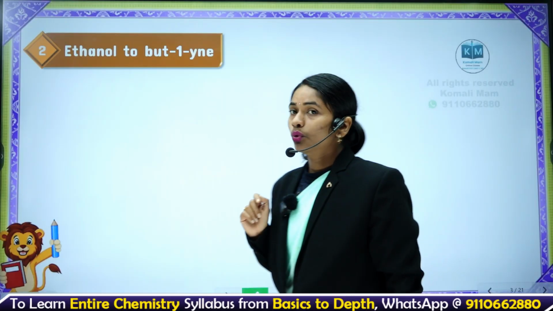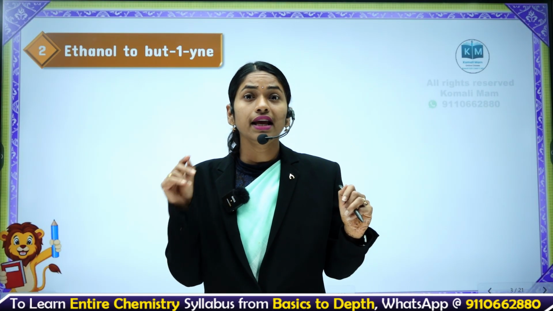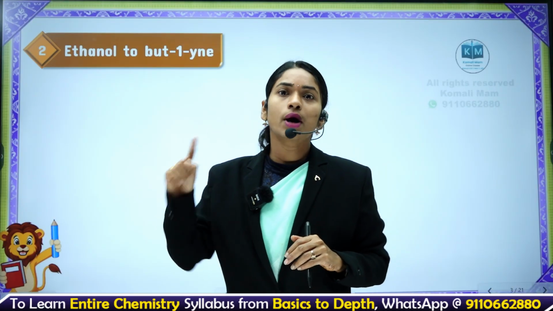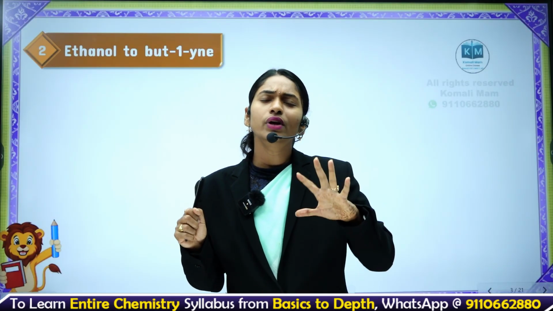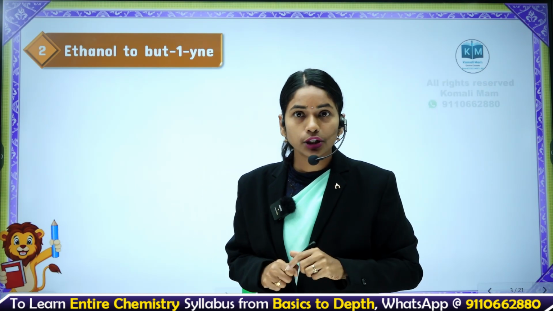Next, question number 2. Ethanol to 1-butyne. Every conversion is different. In every conversion you will get certain knowledge of how to do it. Once you complete a minimum of 100 conversions, then you will get super awesome route maps. You will be able to find it out.